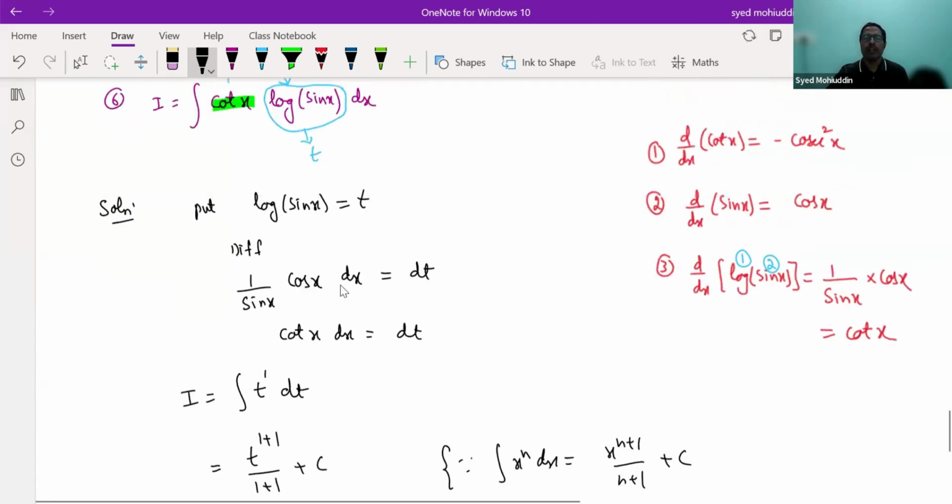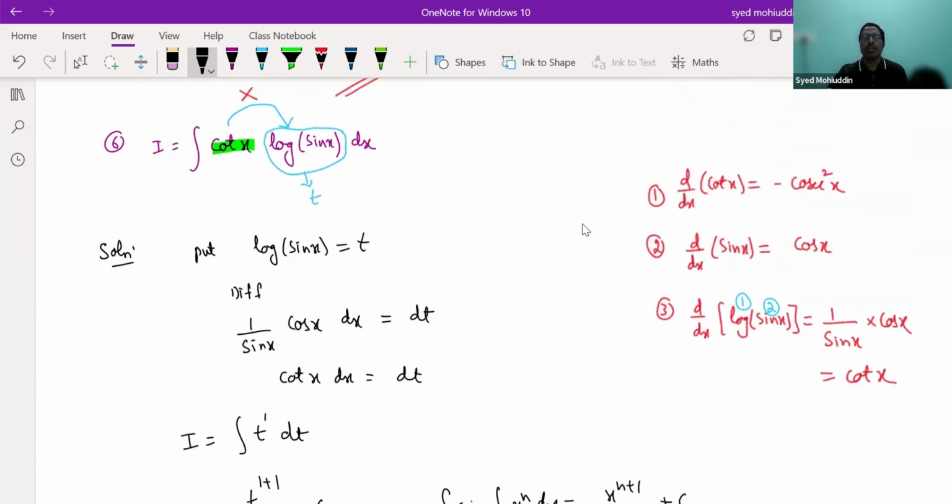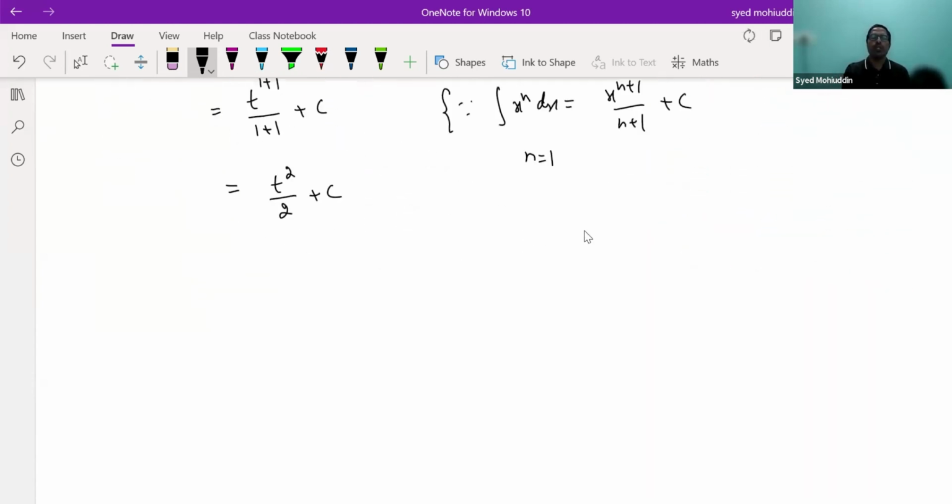But what is the value of t that we have taken? We have taken t as log of sin x. Therefore substitute that as log of sin x, whole squared, divided by 2 plus the constant c. So that will be the required solution.